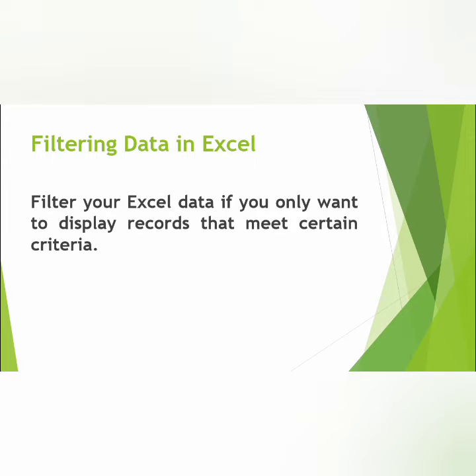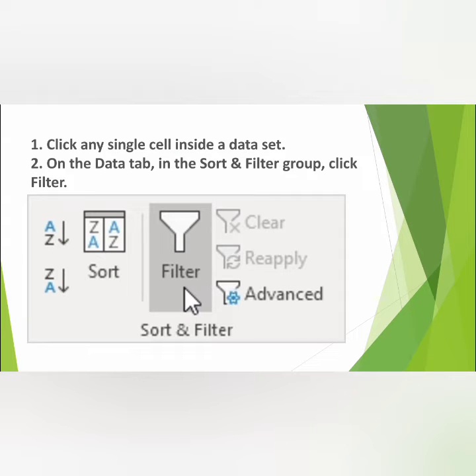Now, filtering data in Excel. Filter your Excel data if you only want to display records that meet certain criteria. That means filter is a feature which allows you to see only those records that you want to display, while it hides the rest of the data temporarily from view. You can filter a list to display records that meet a specific criteria or condition. So for that, we have to follow a few steps to filter our data.